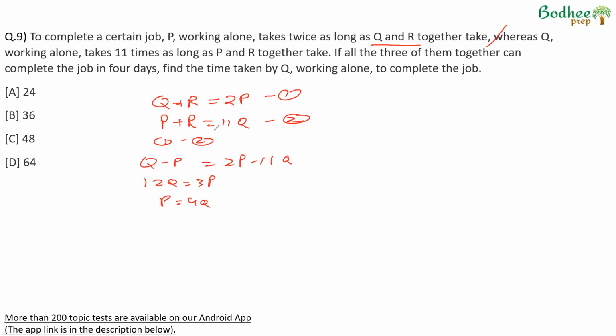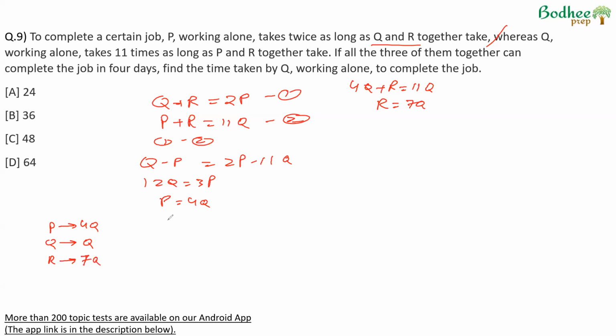If we put that here in the second equation, P is equal to 4Q, so 4Q plus R is equal to 11Q. R will come out to 7Q. And therefore, we can say the three people P, Q, and R: Q has efficiency Q, P has efficiency 4Q, and R has efficiency 7Q units per day.